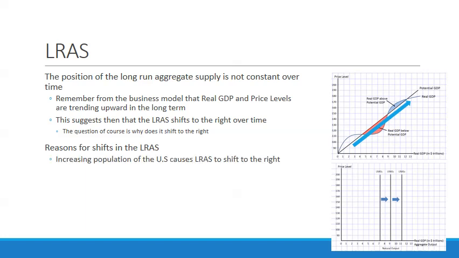One would be the increasing population of the U.S. This causes long-run aggregate supply to shift to the right, and that's true because long-run aggregate supply, remember, is the factors of production over time, in which the price levels don't change. So for example, when we see population increases within the United States, what we're seeing, of course, is an increase in the amount of labor that's available.